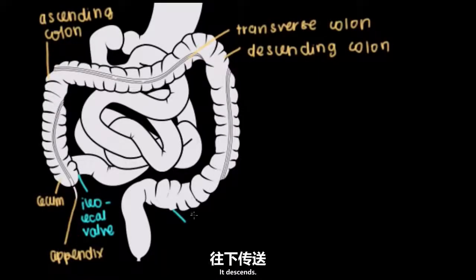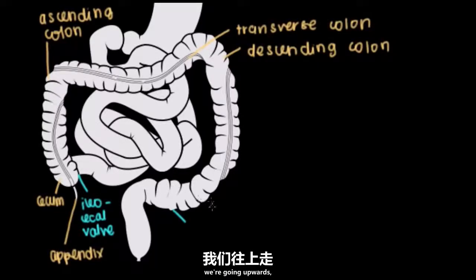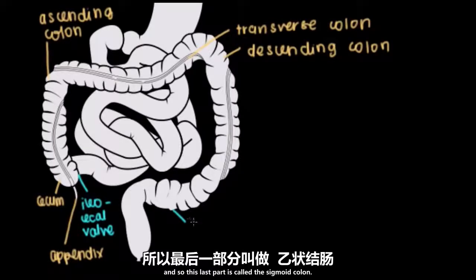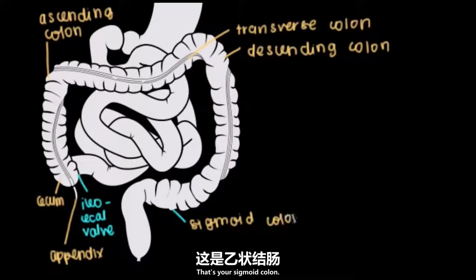It descends. And then the last part of our large intestine, where we're not really descending anymore, but we're kind of flipping around like this, we're going upwards. You see sort of an S shape sometimes. There's an S shape that occurs. And so this last part is called the sigmoid colon. Sigmoid because it's got an S shape to it. So that's your sigmoid colon.